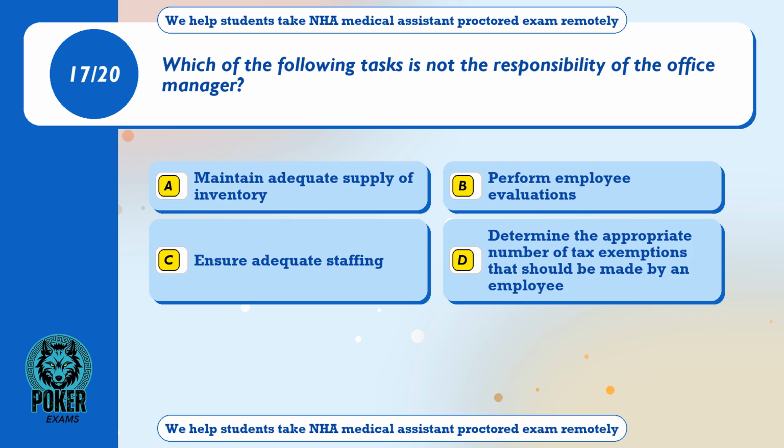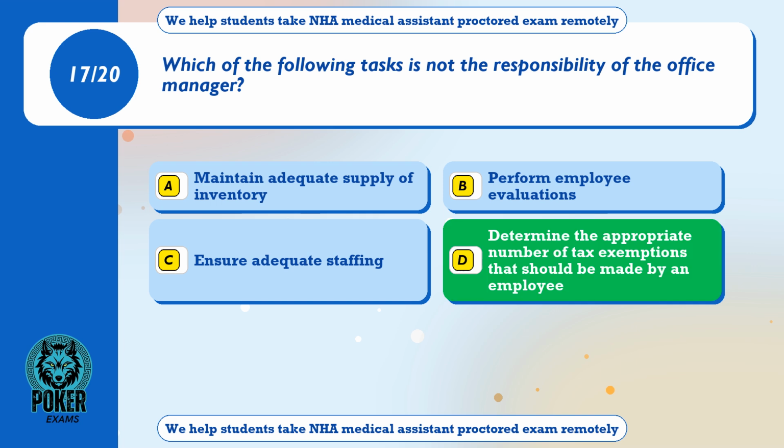Question 17. Which of the following tasks is not the responsibility of the office manager? Option A, maintain adequate supply of inventory. Option B, perform employee evaluations. Option C, ensure adequate staffing. Option D, determine the appropriate number of tax exemptions that should be made by an employee.